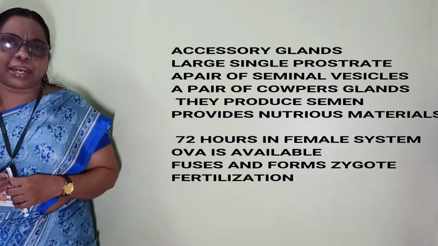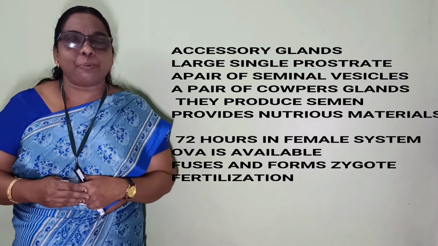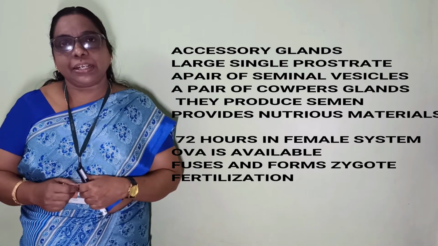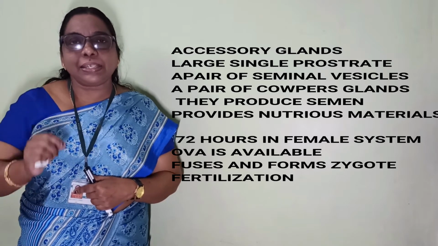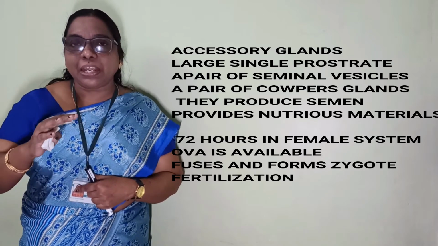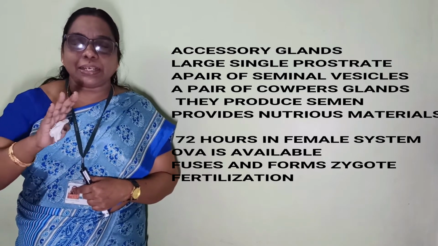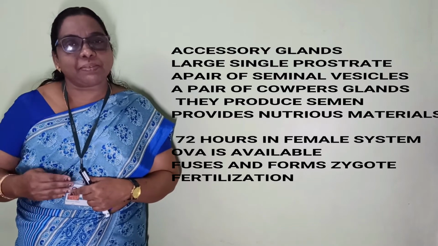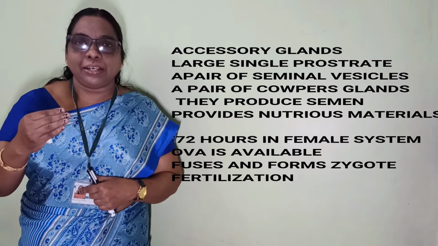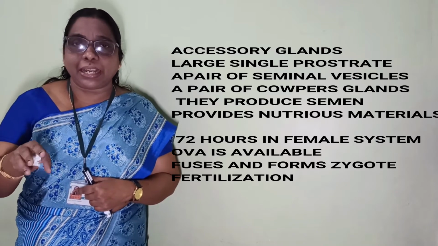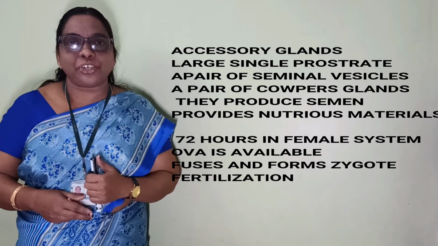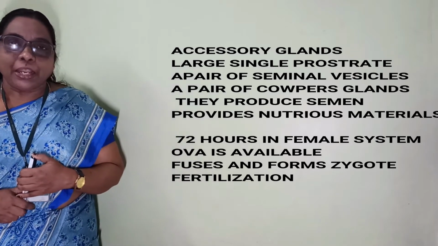What will these accessory glands do? The accessory glands produce the fluid called semen. In the semen there are millions of sperms, which swim with the help of the tail. Not only that, the semen provides nutritious material to the sperm.